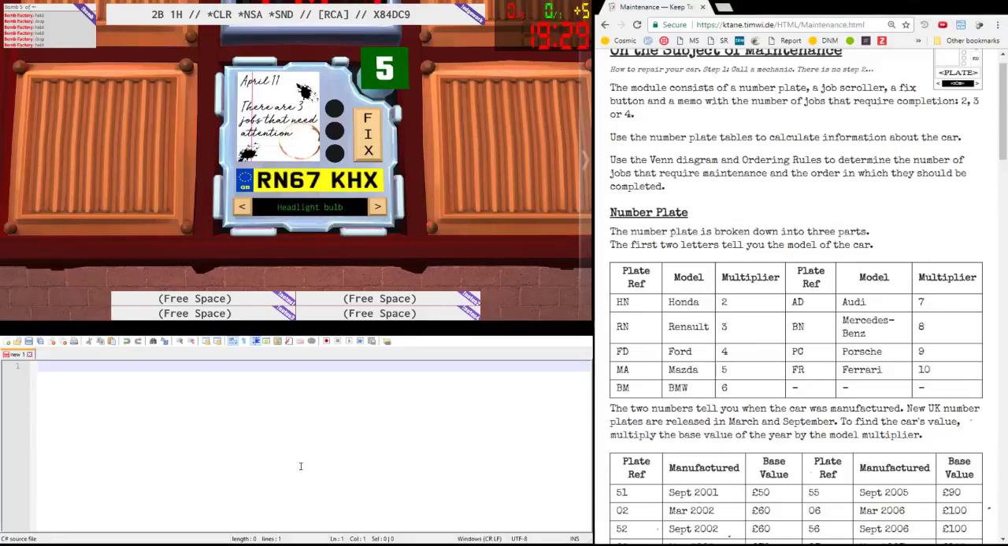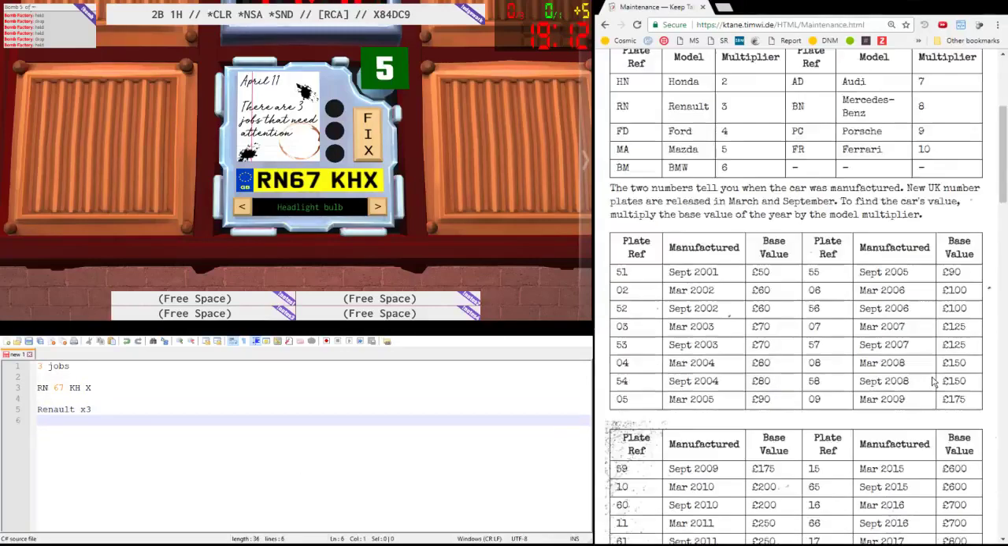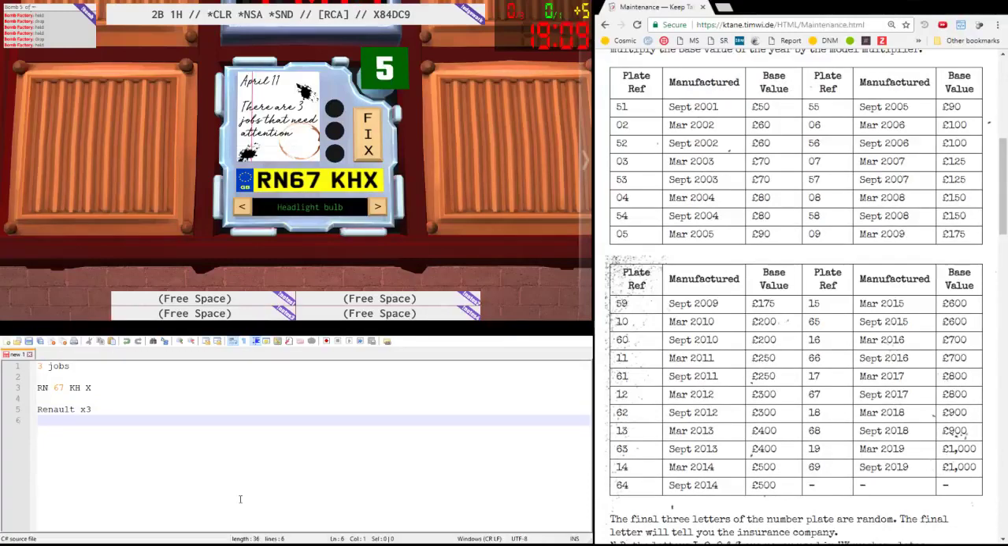Alright, so let's see here. We had 3 jobs. RN 6-7. Kilo Hotel X-Ray. RN gives me a Renault. That's a multiplier of 3. That's not a lot, but the 67 is giving me March of 17, which gives me a base value of 800 pounds, so 2,400 pounds total. We know that's going to be more than the cost of whatever we do to it, so we're fine cost-wise.